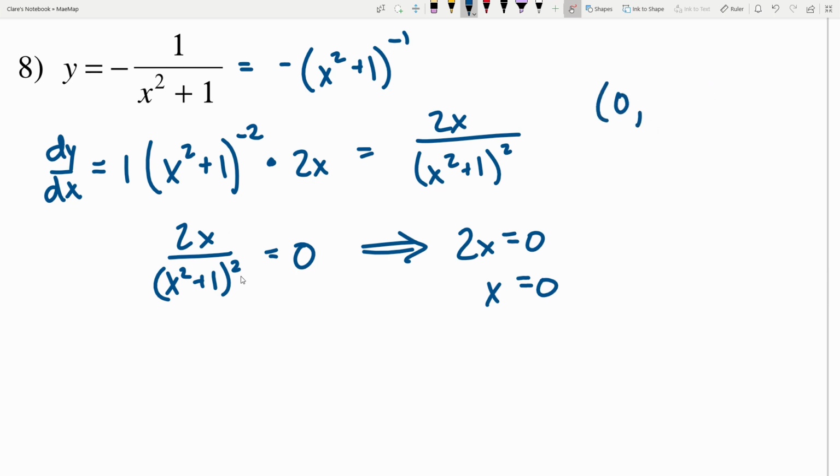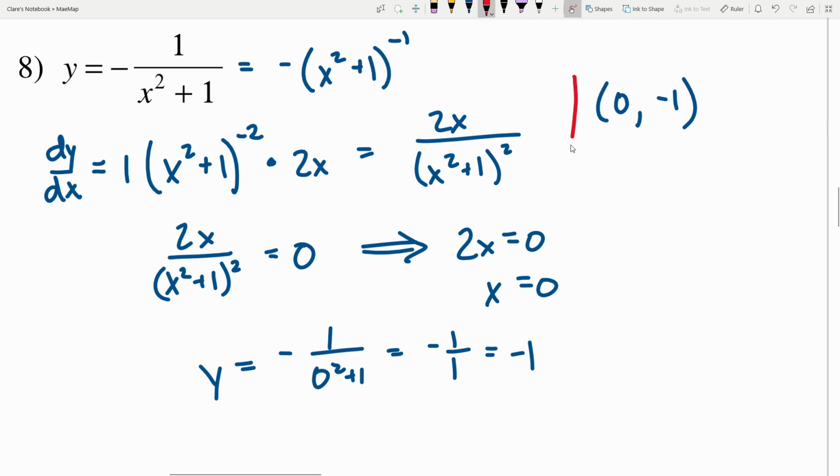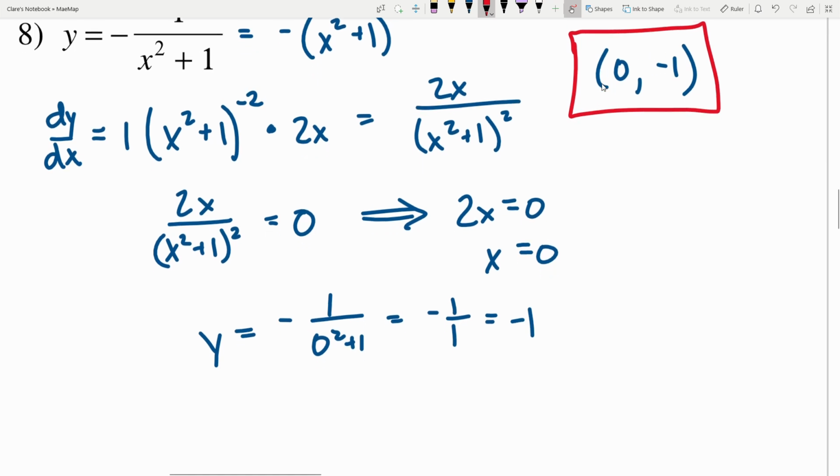So plugging in 0 for x, I'll get that y is equal to, and remember we're plugging it back into our original, negative 1 over 0 squared plus 1. Negative 1 over 0 squared plus 1 is going to be negative 1 over 1, which equals negative 1. So 0, negative 1 is the point of our function where we have a horizontal tangent line. So a tangent line with a slope of 0. Let's move on to number 9.